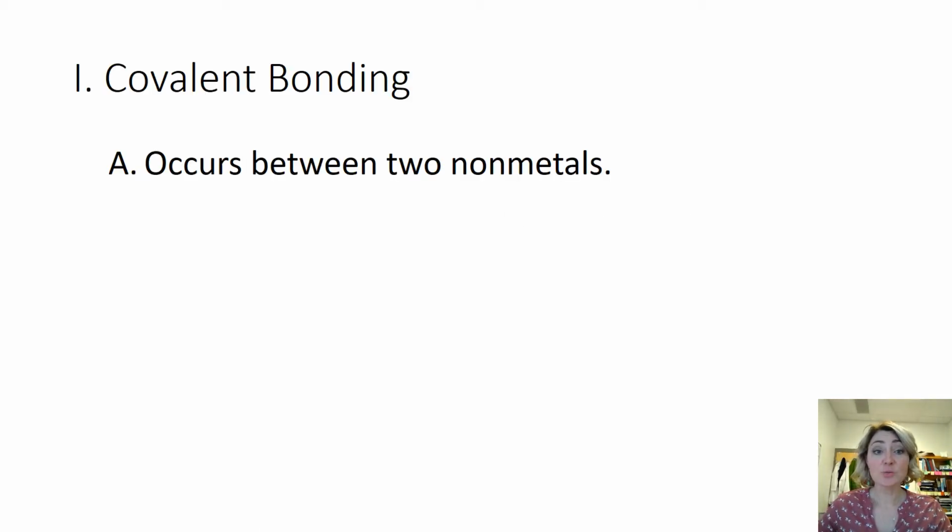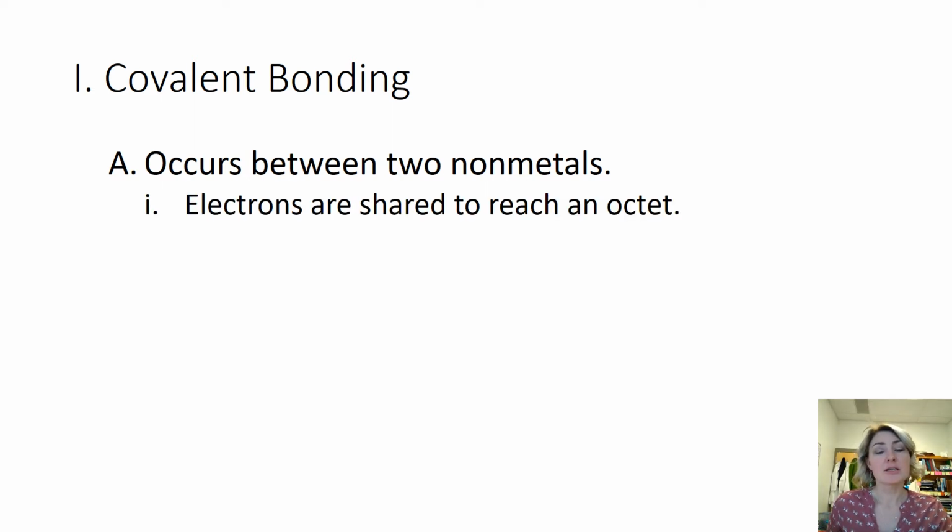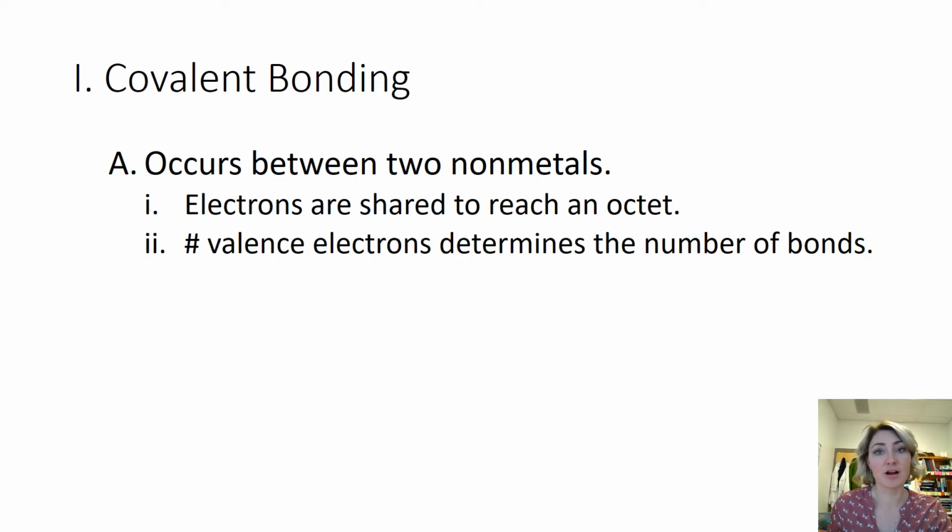We're going to go over not only covalent naming, but also covalent formula writing. When we talk about covalent bonding, we're talking about a bond that occurs between two nonmetals. Our goal with those electrons is to share electrons to reach that magic number of 8. We want a shared octet.